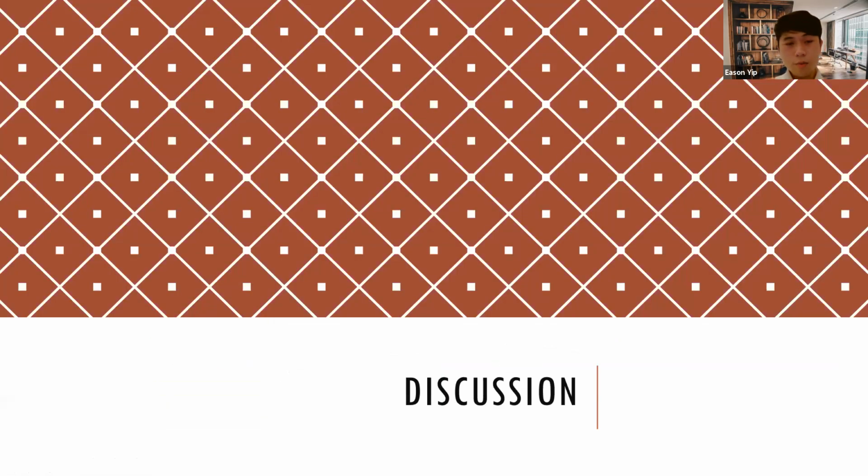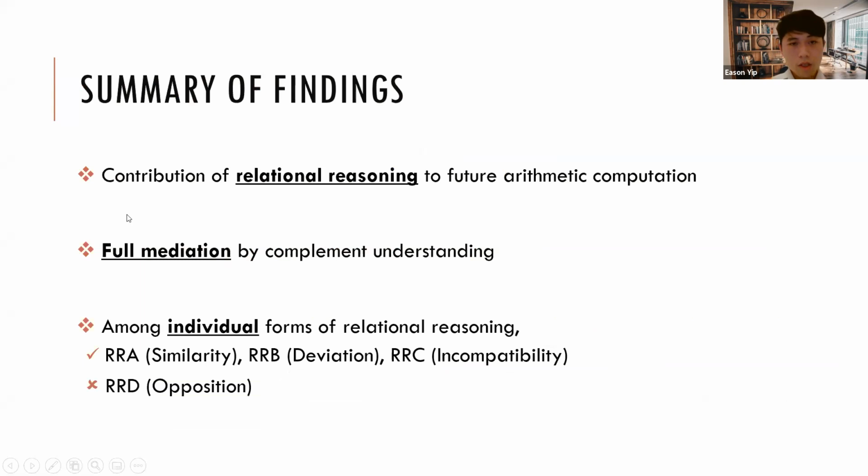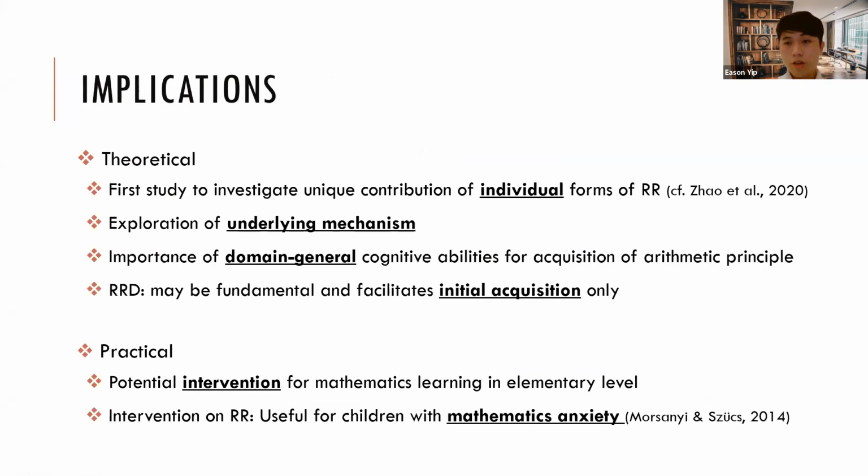So here comes the discussion part. This slide mainly summarizes what I just talked about in the model. And then for the implications, I'll highlight some important theoretical and also practical implications. For the theoretical one, it is the first study to investigate the unique contribution of each form of relational reasoning, as well as the first study to explore the underlying mechanism, which is the understanding of complement principle.